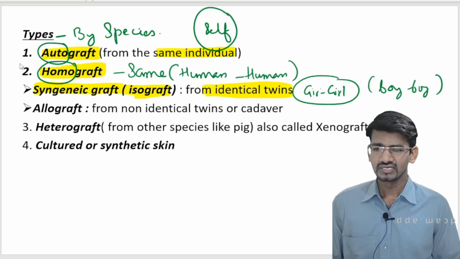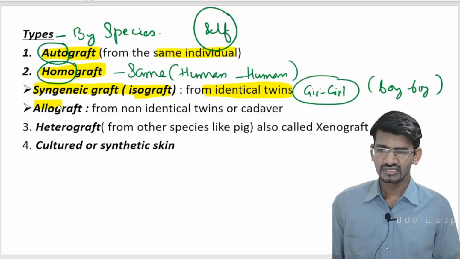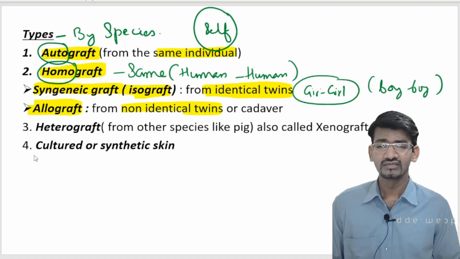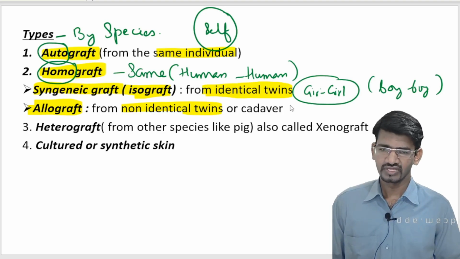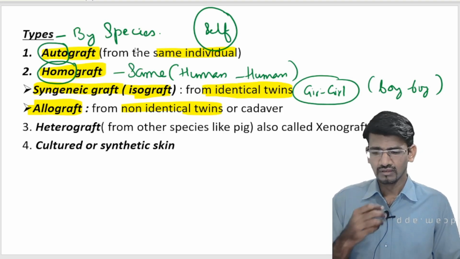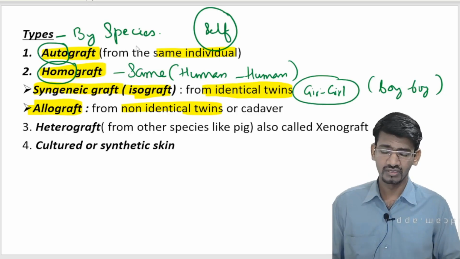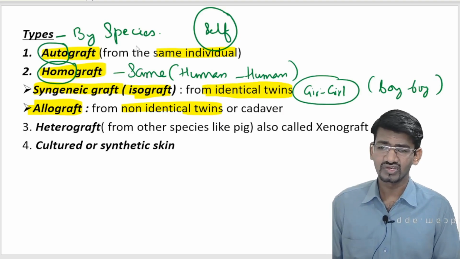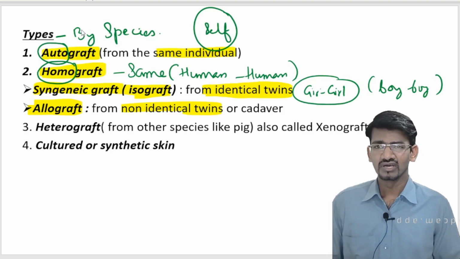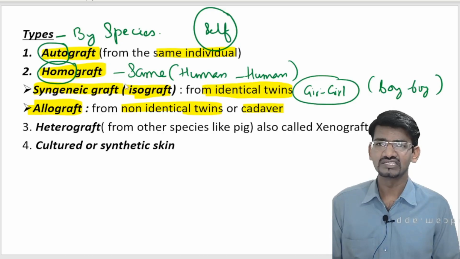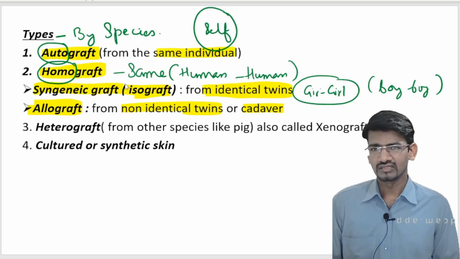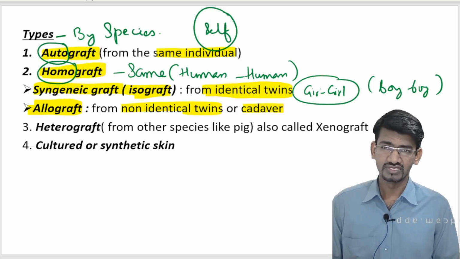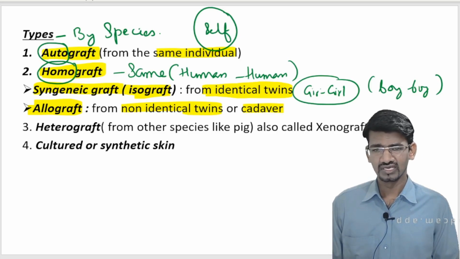Then the next one, the same as homograft, it is allograft. Here it is taken from non-identical twins. So in this, it can be taken from the girl, that is the sister, or from the brother. So that is what we call non-identical twins. And we can even take the skin from a cadaver, means the deceased body, or from a person, we can extract the skin as well.